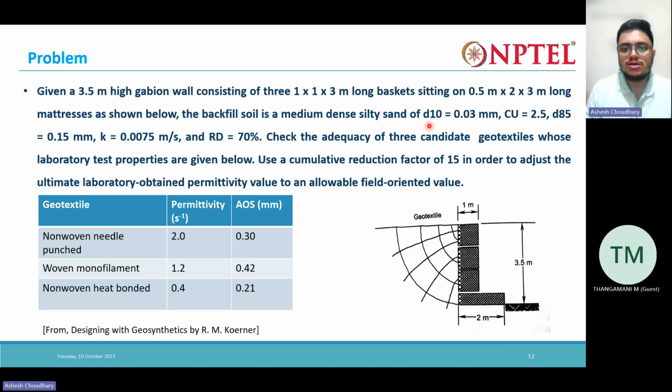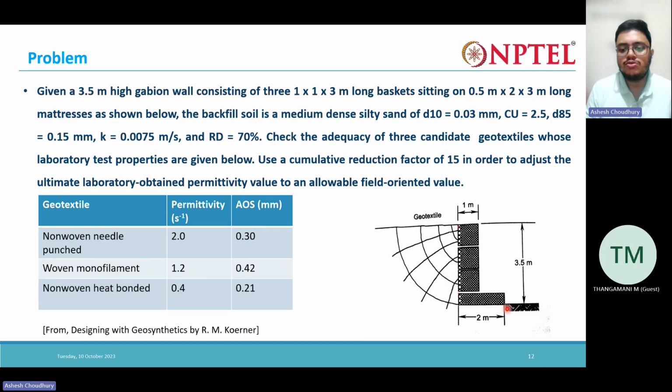The properties of the soil are given: D10 size, coefficient of uniformity, D85, the permeability, and the relative density. All the properties of the soil are given. We have to check the adequacy of the three candidate geotextiles given here. The cumulative reduction factor is also given.